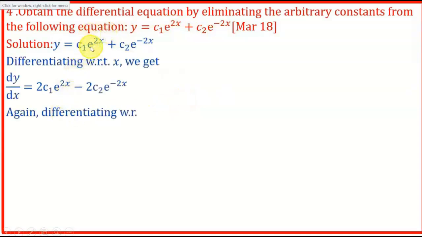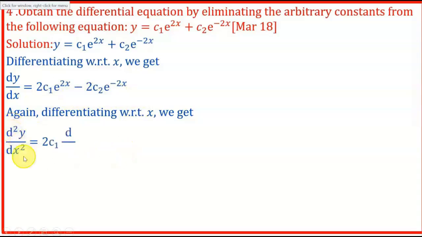The derivative of e raised to 2x is e raised to 2x into the derivative of 2x, which is 2. Again the derivative of e raised to minus 2x is e raised to minus 2x into the derivative of minus 2x, which is minus 2, and hence here we write minus 2. So dy by dx is equal to 2c1 e raised to 2x minus 2c2 e raised to minus 2x. Again differentiating with respect to x.